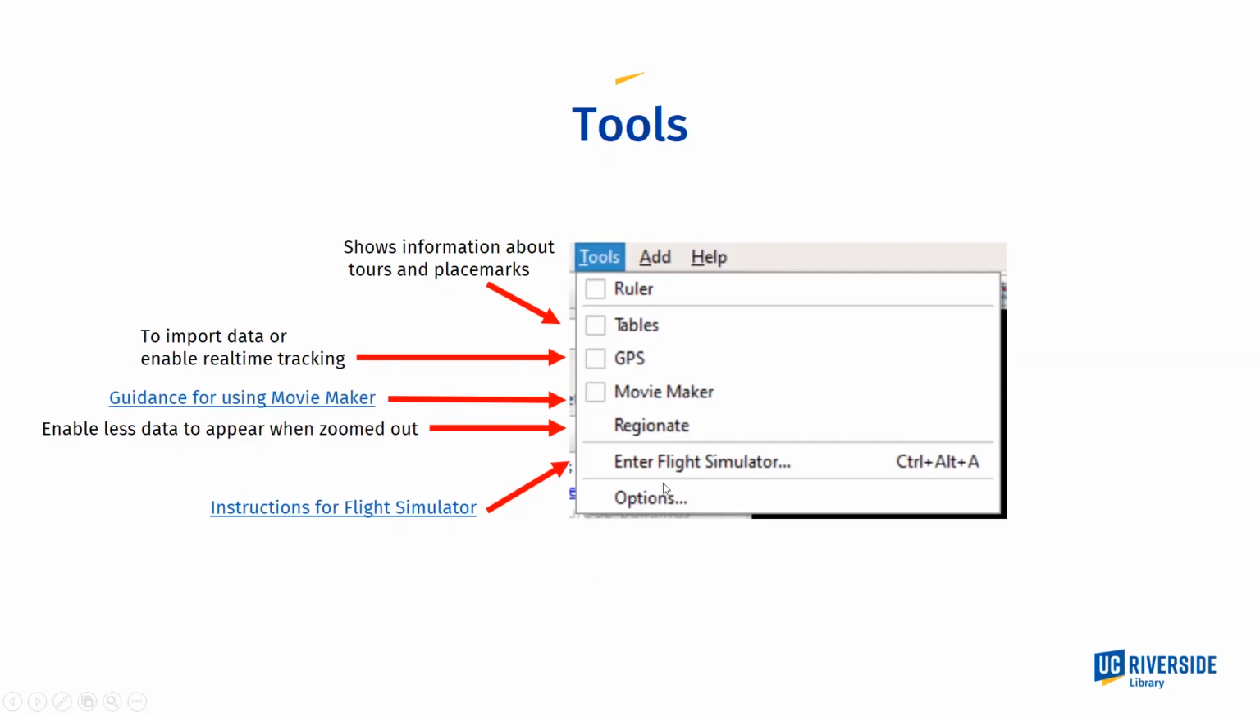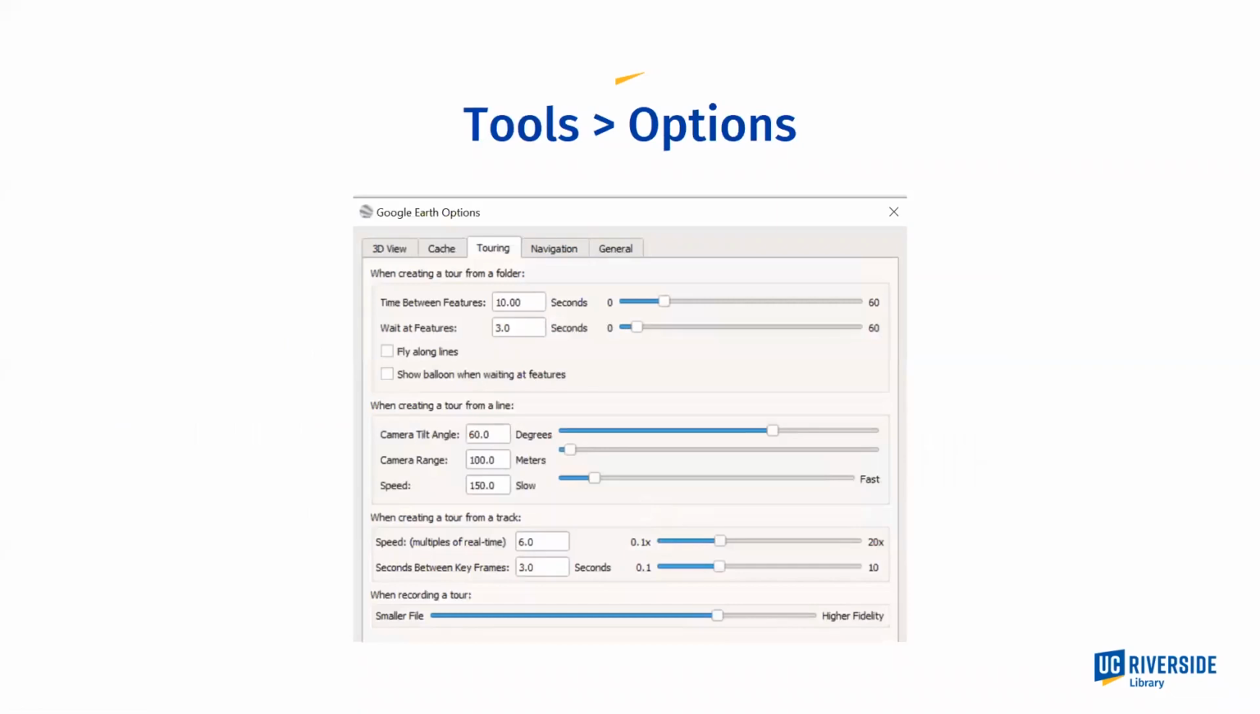So the next slide is going to cover what's here when we click on options underneath tools. And I wanted to show you especially this tab about touring. So you're not stuck with the default time lapses between features or how much time you linger on each feature. You can kind of change the variables of different things. If you're creating a tour that's following along a line, you can change how the camera is tilted along that line, all that kind of thing, how fast it's going and so forth. So you have some abilities to tweak the way your tour comes out.